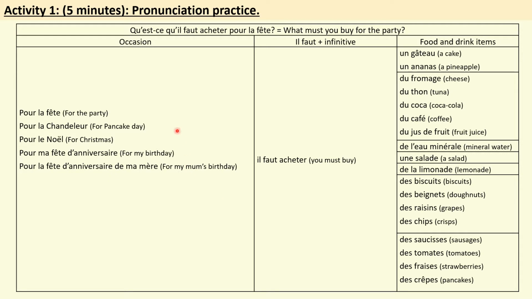Okay, let's do some sentences. Écoutez et répétez. Pour la fête, il faut acheter un gâteau. Your turn. Pour la chandeleur, il faut acheter des crêpes.